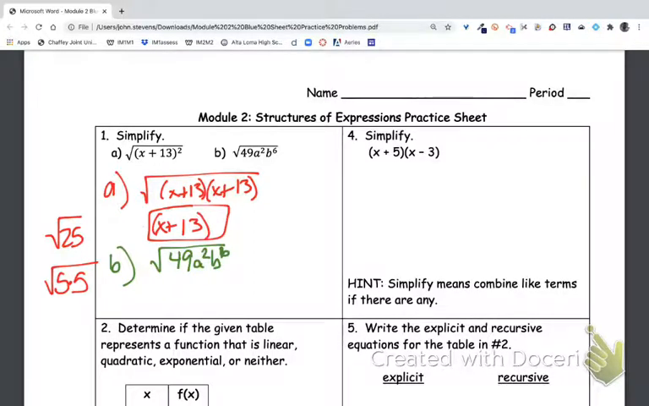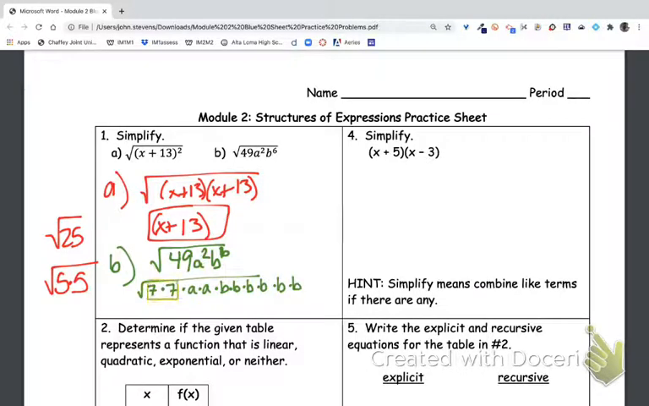I'm going to write this all the way out. So for the square root of 49, we have the square root of 7 times 7. Then a squared can also be written as a times a. B to the 6th can be written as b times itself 6 times. So now we need to look for pairs. Since we're looking for a square root, we're looking for a number that multiplies by itself, and we can pull out that pair.